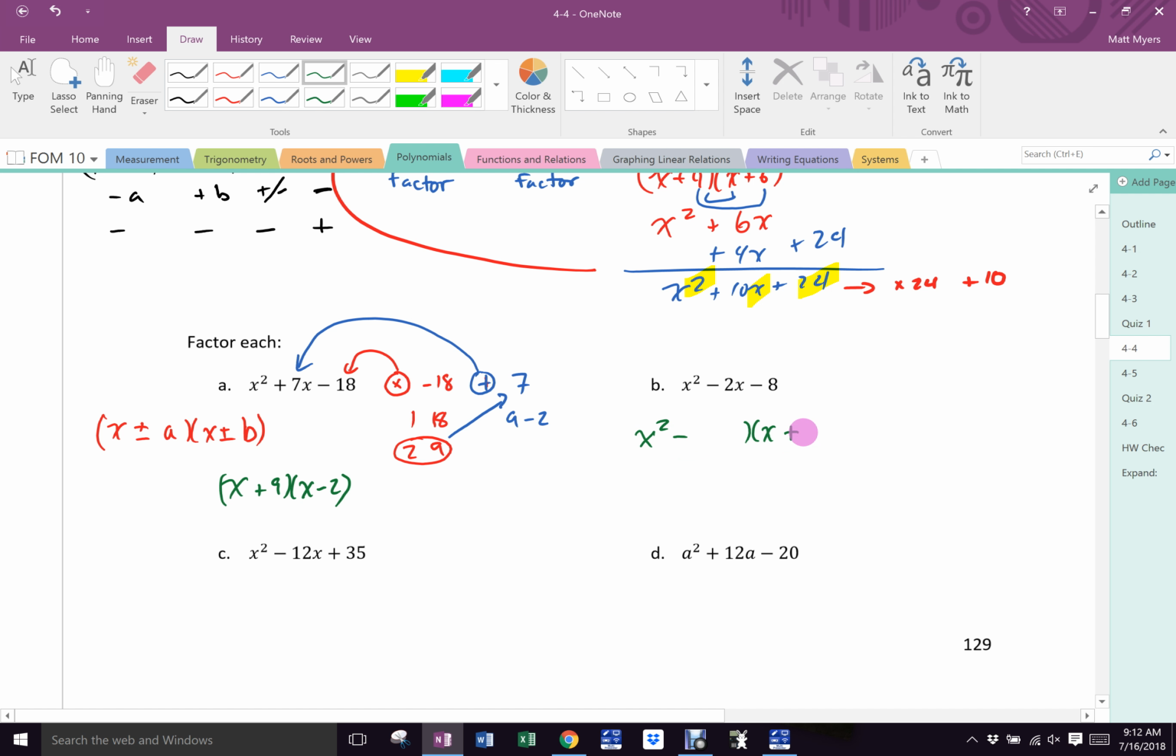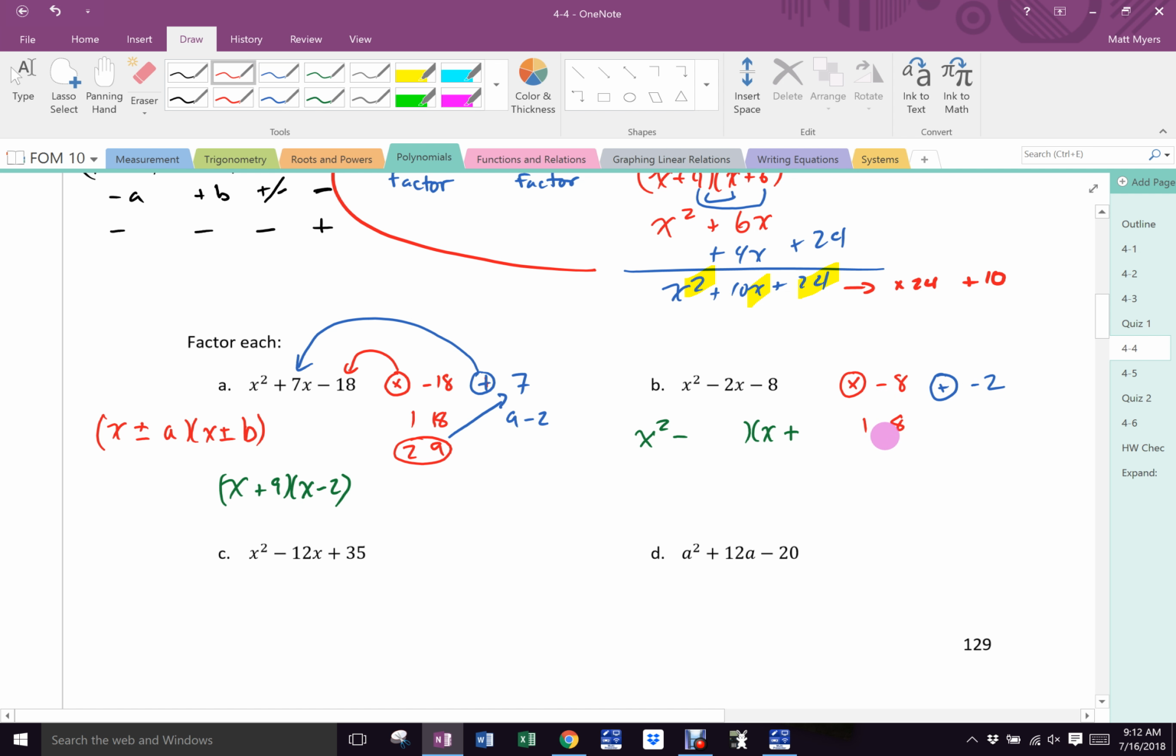Positive, right? Because I need a negative number to multiply a positive number to get a negative number. And I need to multiply to what? Negative 8, and I need to add to what? Negative 2. So let's do our factors first. Is it 1 and 8? That will not get me to 2 in any way. Is it 2 and 4? Yes. How will 2 and 4 get me to negative 2?